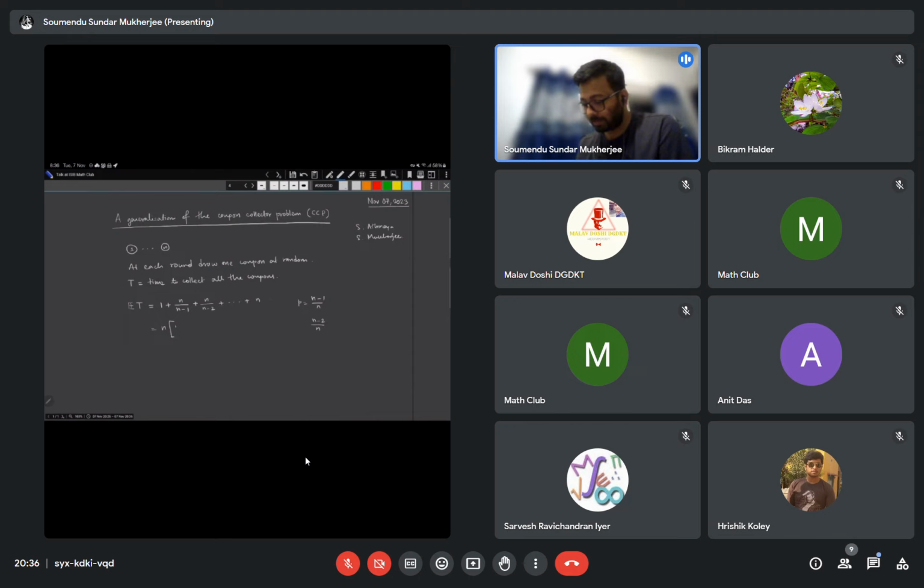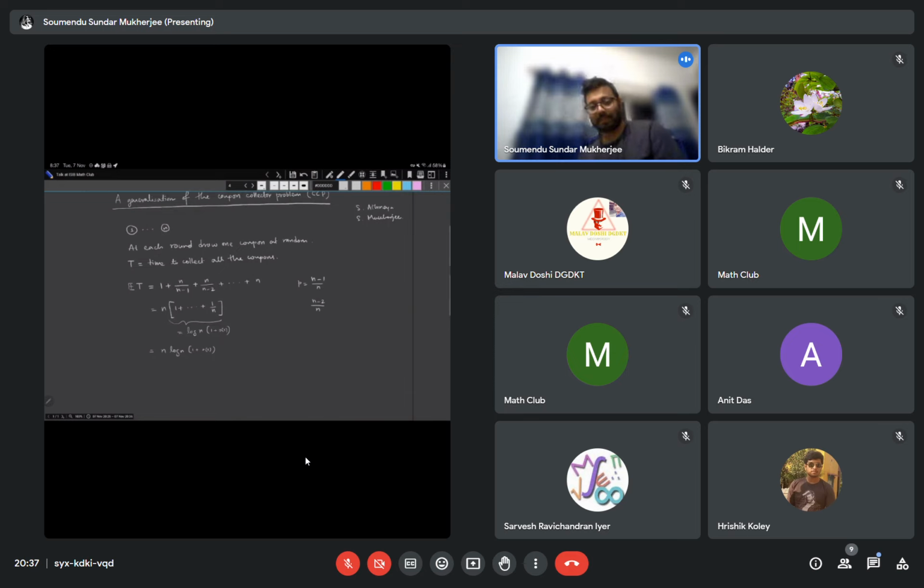Here you basically get the harmonic number, which behaves like log n. So this is n times (1 plus 1/2 plus ... plus 1/n), which is about n log n. So basically, you need n log n time to collect all the coupons. That's the basic coupon collector.